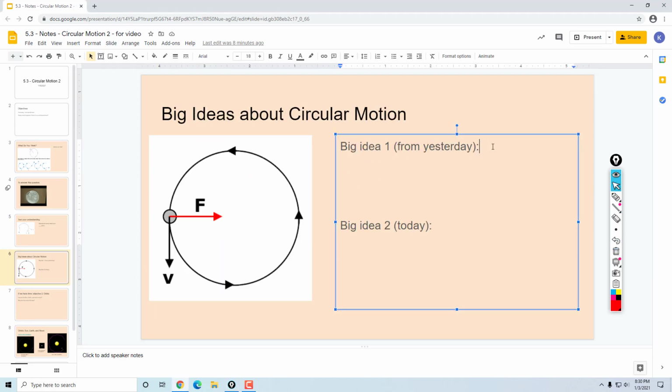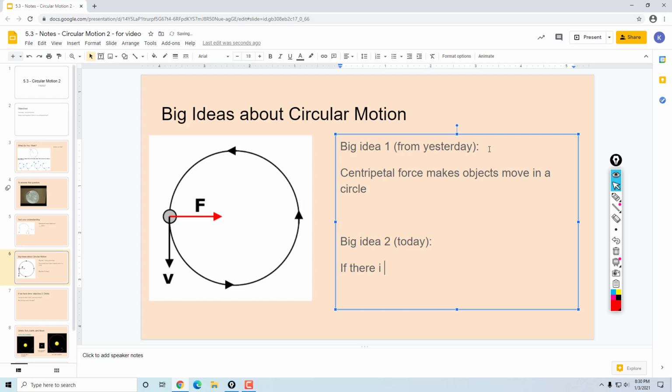So from yesterday, the last lesson, centripetal force makes objects move in a circle. In this lesson, we learned that if there is no centripetal force, the object will move in a straight line in the same direction as before.